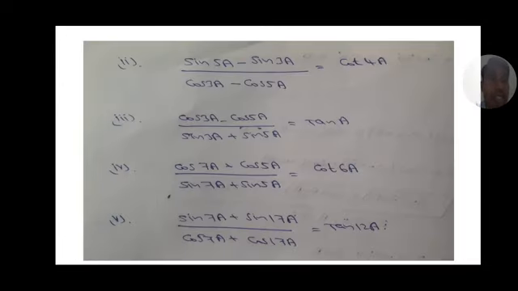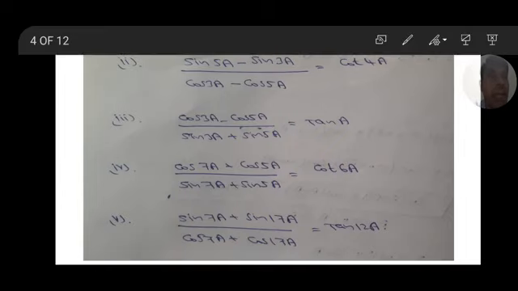Next, homework problems. You have to do these homework problems. Second problem: (sin 5a minus sin 3a) by (cos 3a minus cos 5a) equals cot 4a. In the numerator it is the sin C minus sin D formula, and in the denominator it is the cos C minus cos D formula, where C equals 5a, D equals 3a. Here also it is cos D minus cos C, because it becomes a plus.